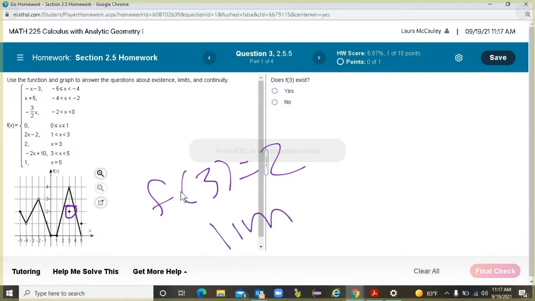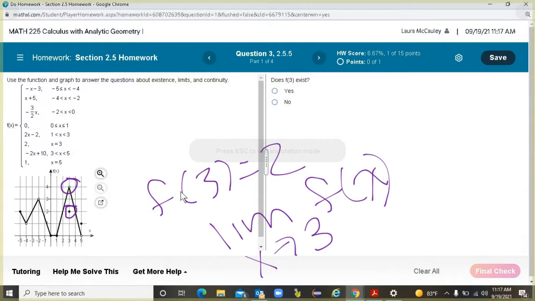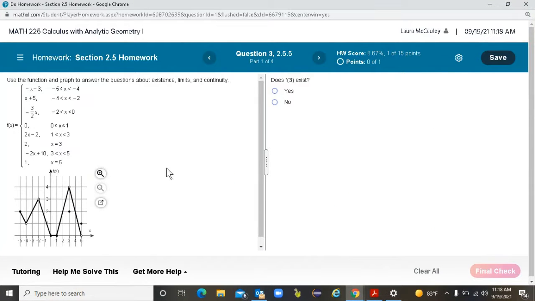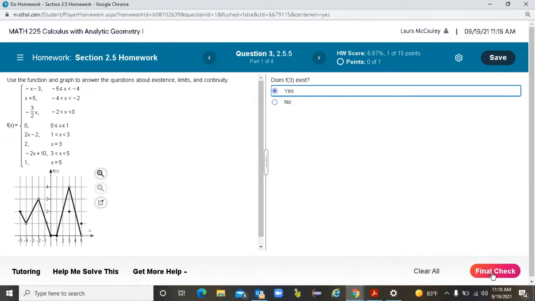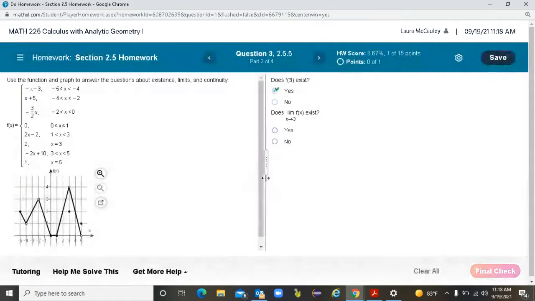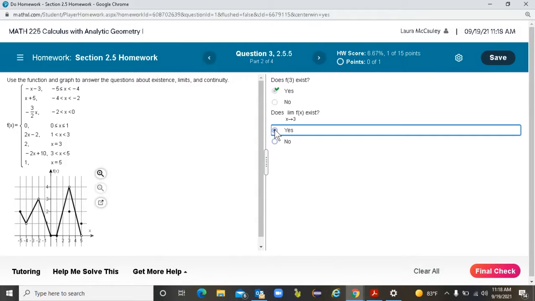I'm guessing the next question is going to be, does the limit as x approaches 3 exist? And yes, it does. Notice as you approach it, you actually go to 4. Now, does 2 equal 4? No. So it is going to be discontinuous there, even though it exists and it has a limit. They're not the same. So it does exist. Oh, was that the only question? Okay. The limit exists.